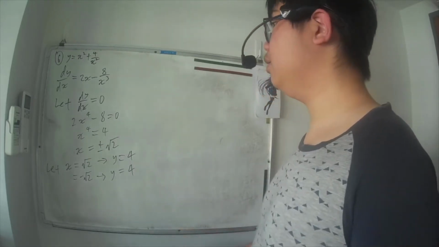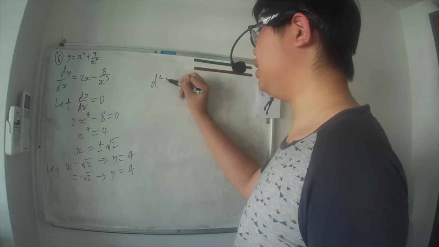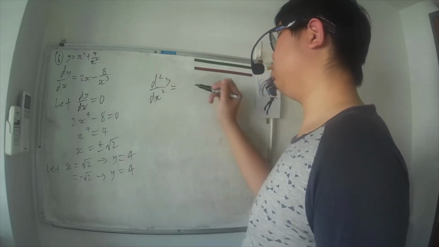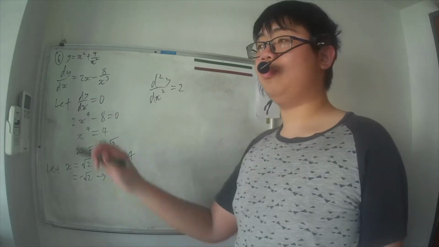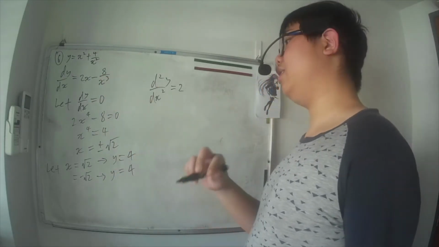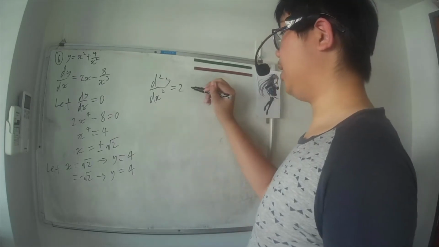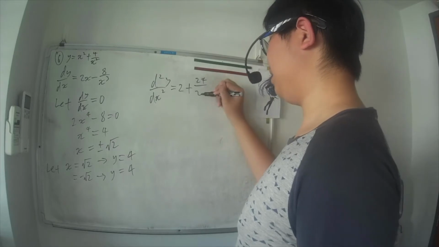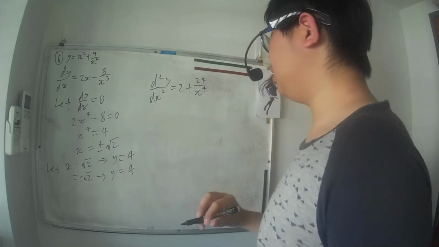And then what is the nature of the stationary points? The second derivative d²y/dx² should give us the answer. This is equal to 2. Okay, and then once again, this is ax to the power of -3. Bring down your -3 and then subtract the power as well. This becomes plus 24/x to the power of 4.